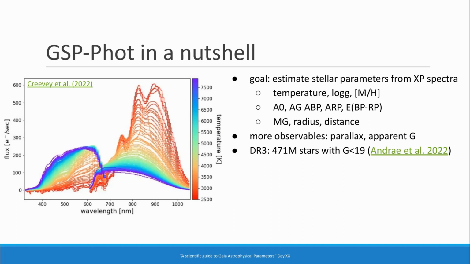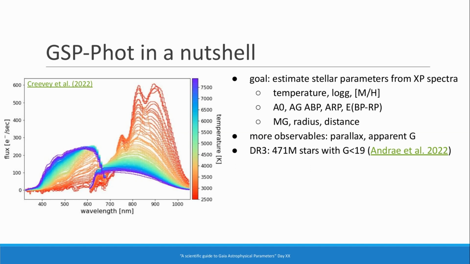Yeah, and these are obviously dependent on the SED of the star. So even if you keep the actual extinction fixed, a hot star and a cool star will have different AG, ABP, ARP, because that depends on the details of the SED. Okay. And then also some fundamental parameters of the star, namely the absolute magnitude and the radius, and also the distance.